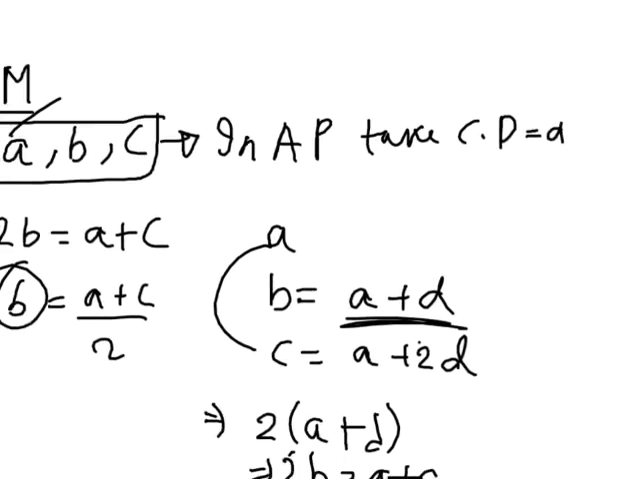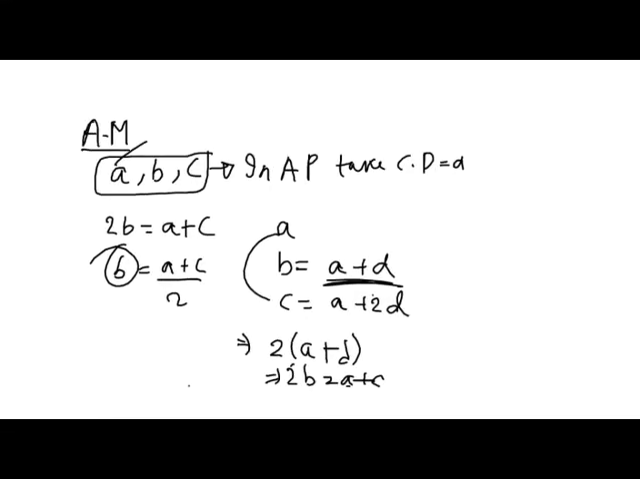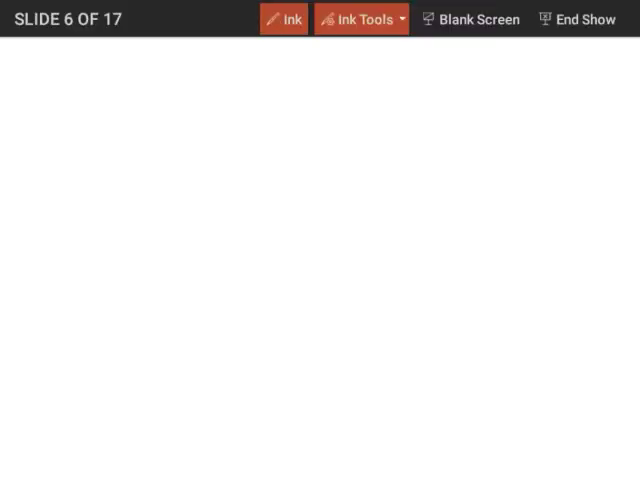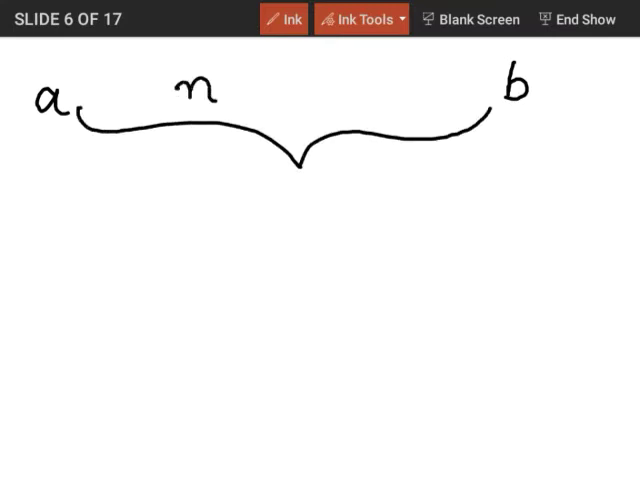Now what if we have n arithmetic means? Obviously, we can have n arithmetic means. Now see how to find this. Say a is the first term of an AP, and b is the last term of an AP, and in between them there are n arithmetic means.